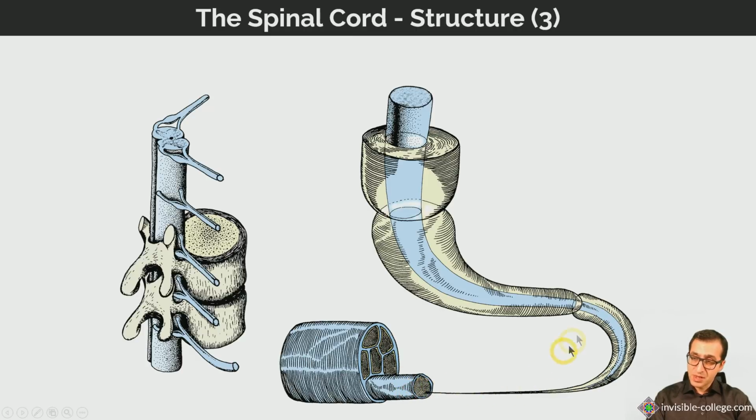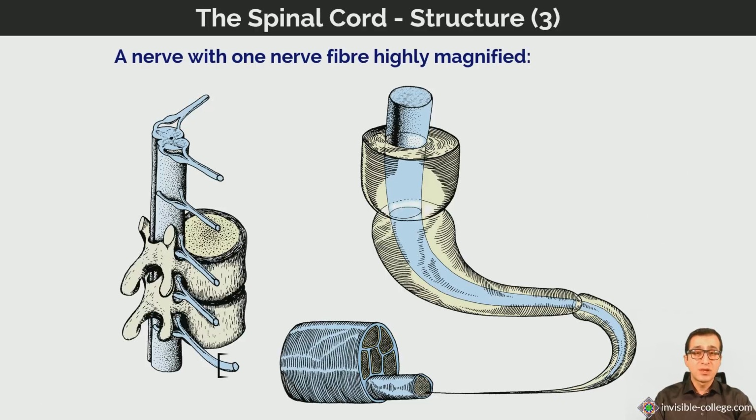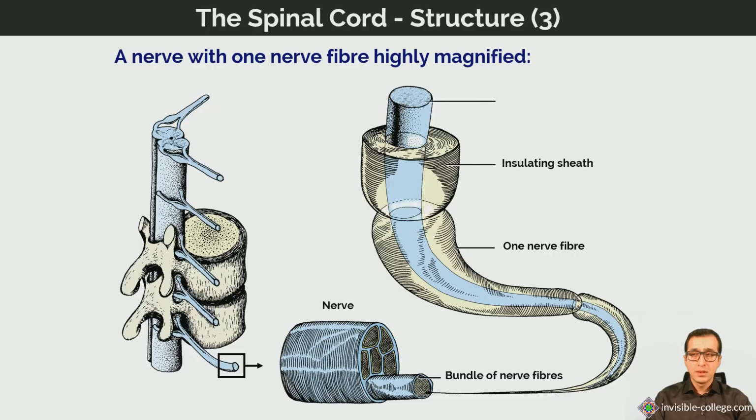So this is one axon of a single nerve cell magnified, and we see that it's surrounded by a fatty myelin sheath. Now we're going to be talking about the function of these myelin sheaths a little bit later on. So here we can see a nerve cell with one nerve fiber highly magnified here, and we can see here the myelin sheath of one nerve fiber. Now within the myelin sheath is the axon of the nerve cell, and sometimes these can also be dendrons.